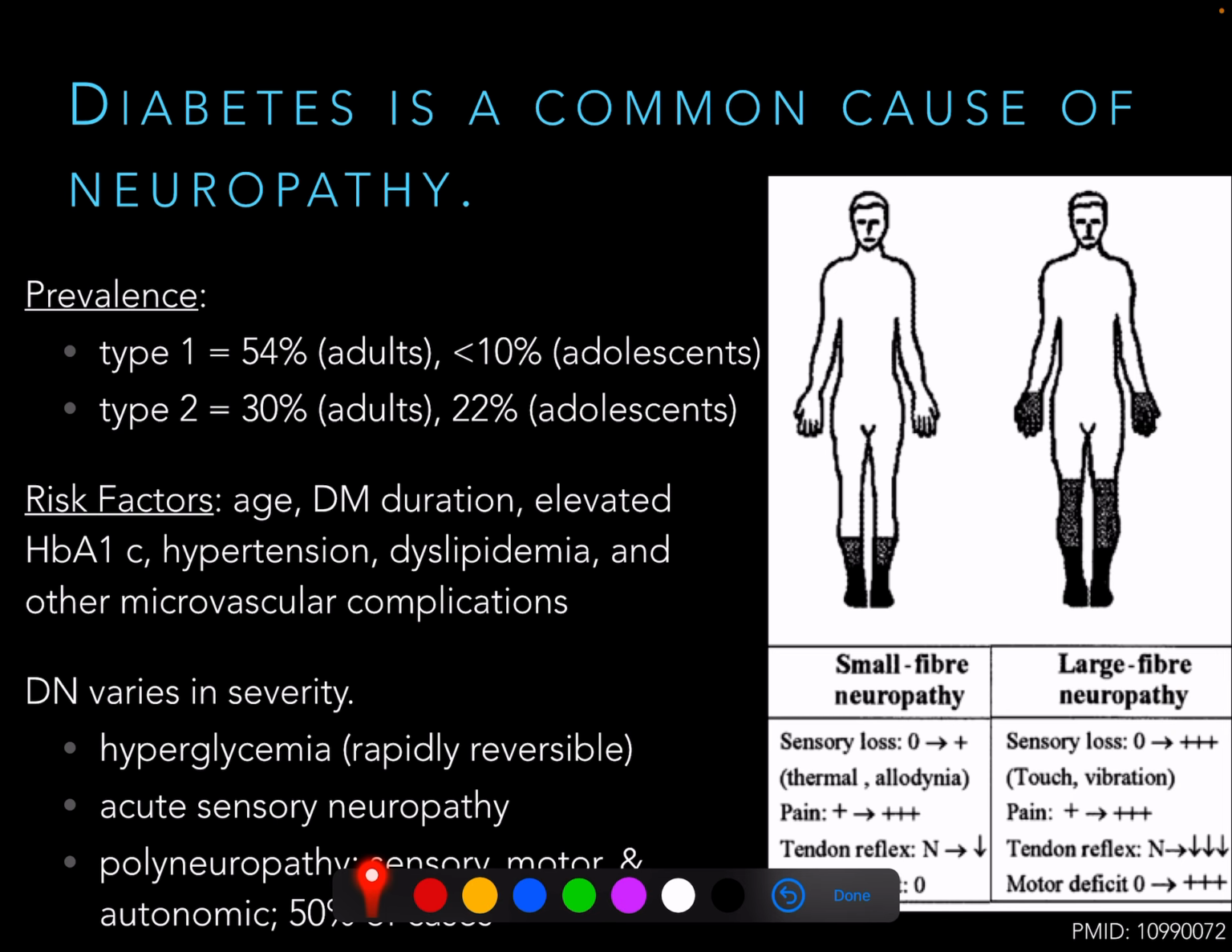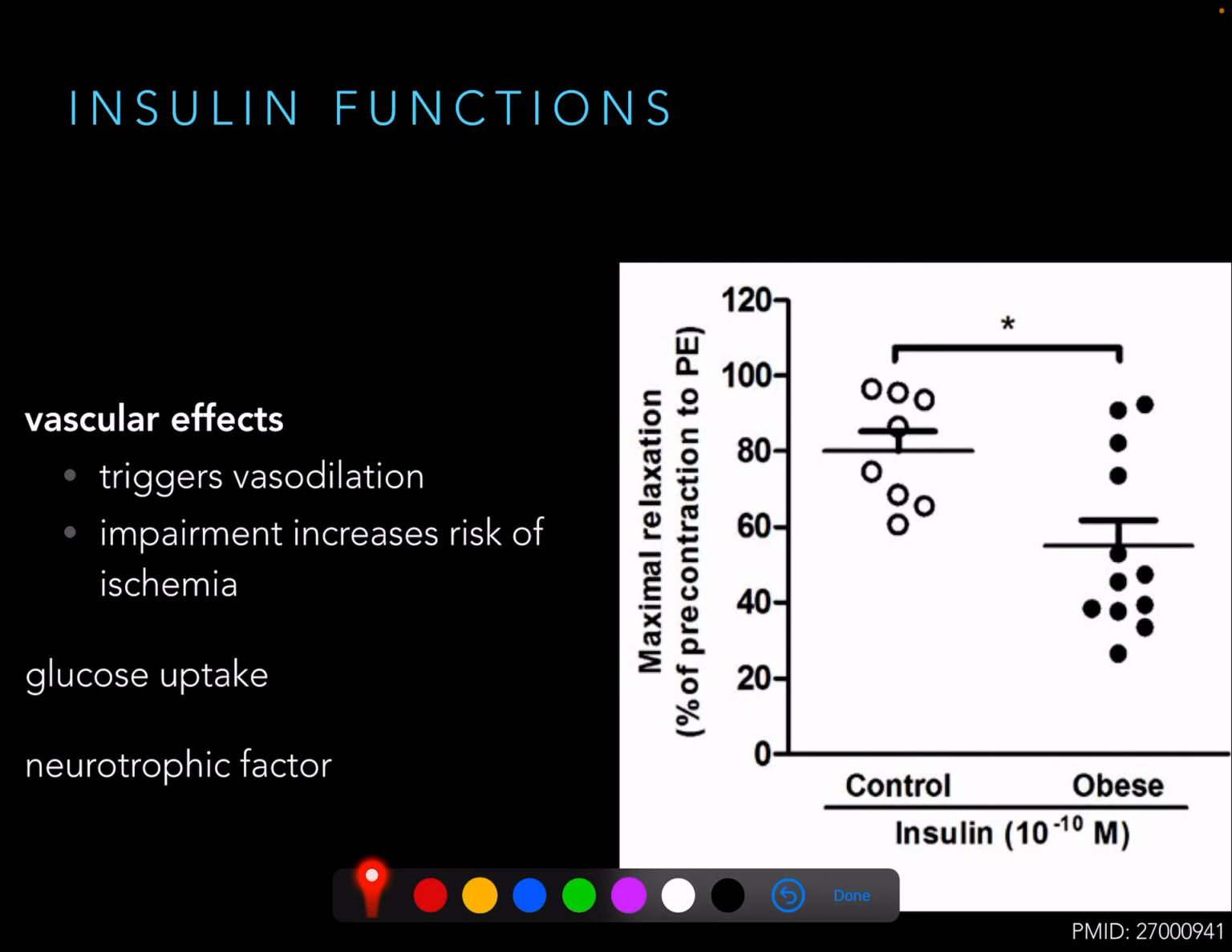As far as the diabetic neuropathy goes, it could simply be that loss of the small fibers, acute sensory. It could be polyneuropathy, where we're hitting a mix of sensory, motor, and autonomic fibers. And this is more common among those types. So what's the problem in diabetes? It's all about insulin dysfunction. And to understand why that's a problem, we need to understand insulin's functions. One of the important things that it does is affect the vasculature.